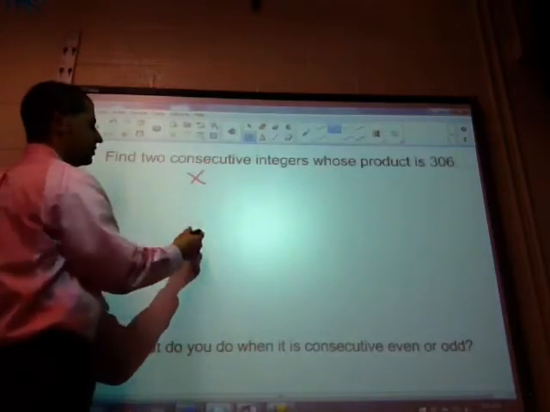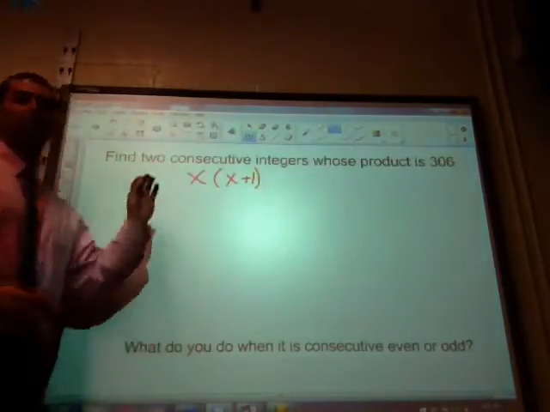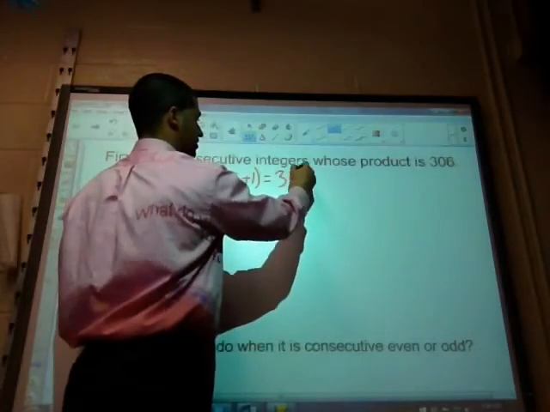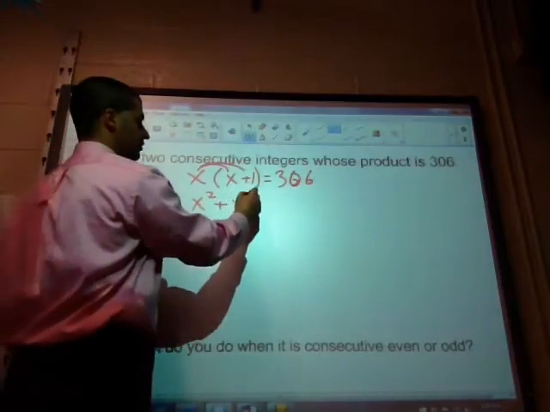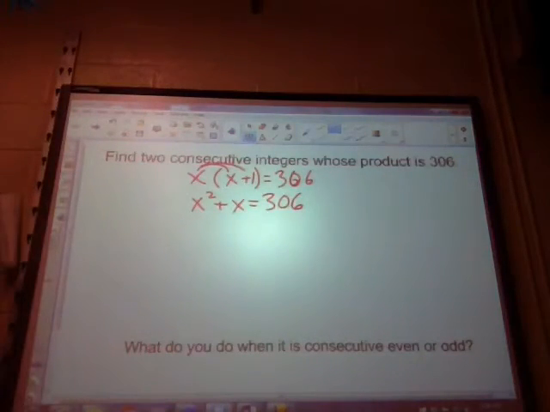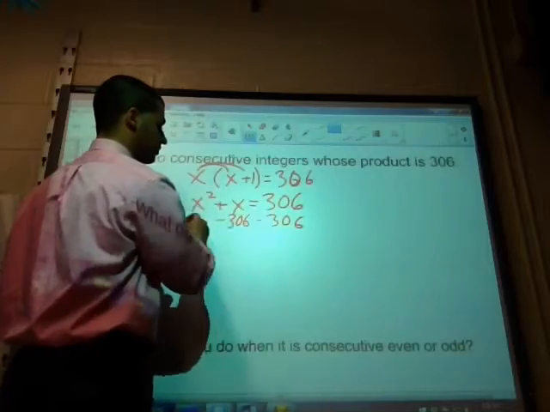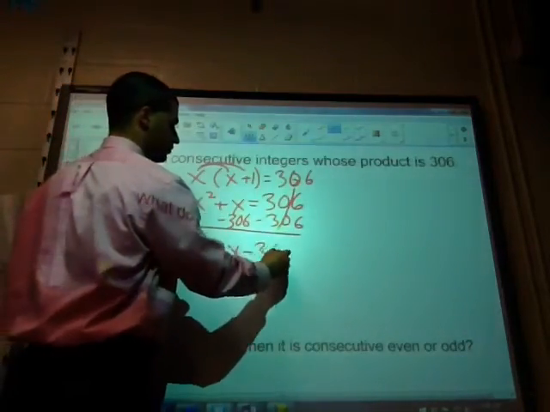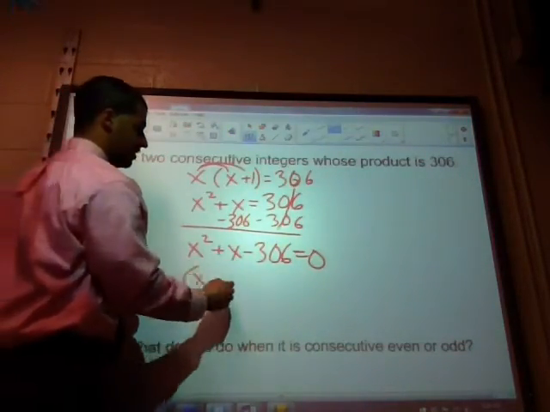So we take integer 1, which is x, multiplied by integer 2, which is x plus 1, because consecutive would be 1 past the current number, and set equal to 306. Distribute. Now to be able to do any of these problems, we've got to set it equal to 0. So subtract 306. For consecutive integer problems, you want a 0 factor because it will come out as an answer.